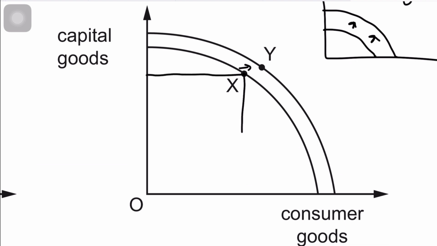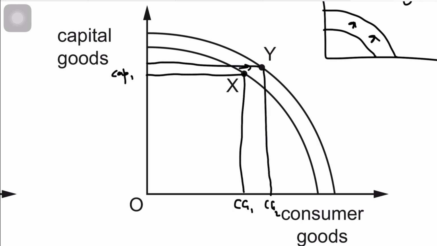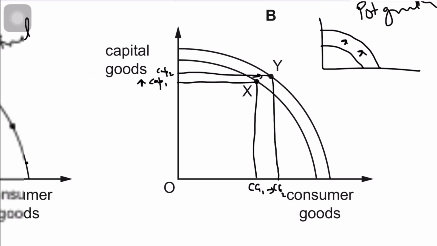Initially, you were actually producing, let's say, capital goods 1 and consumer goods 1, and now you are actually producing more capital goods and consumer goods. You're producing consumer goods 2 and capital goods 2 as well. So more capital goods and consumer goods are produced because your PPC has shifted outwards.